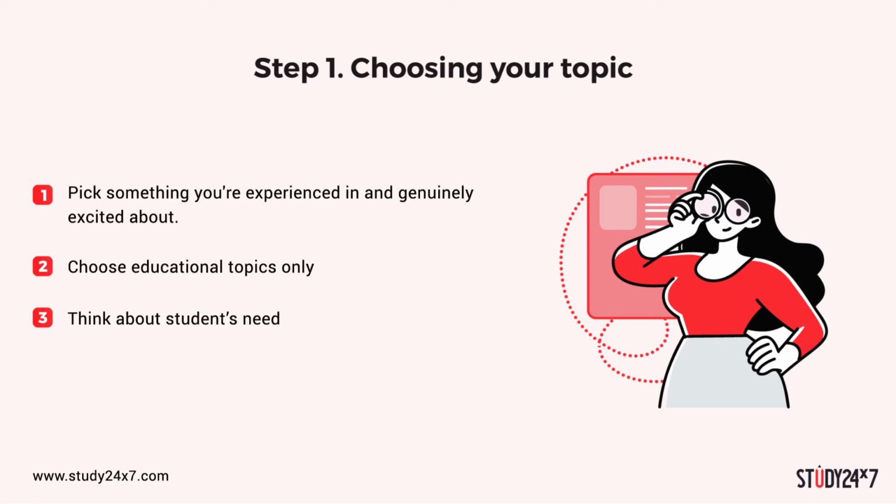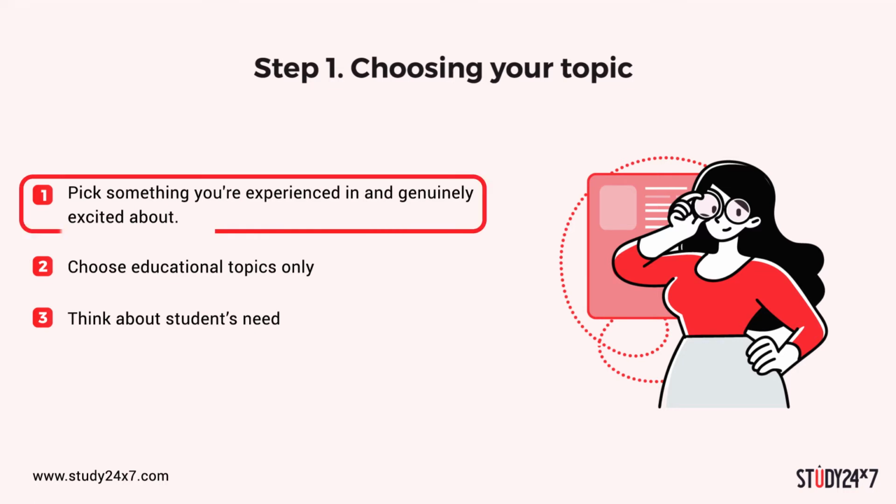Step 1. Choosing your topic. When you decide to teach any subject, first of all, choose something that you are thorough with and genuinely excited about. Pick a topic which interests you and you have in-depth knowledge about. If you are genuinely excited about the topic you are going to teach, you will be able to engage with your audience better.